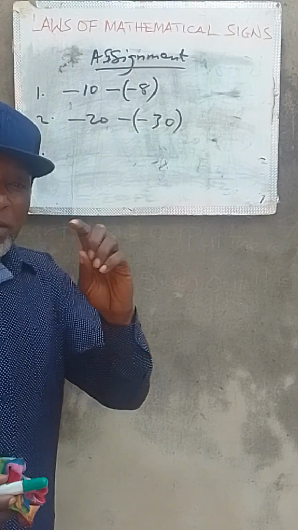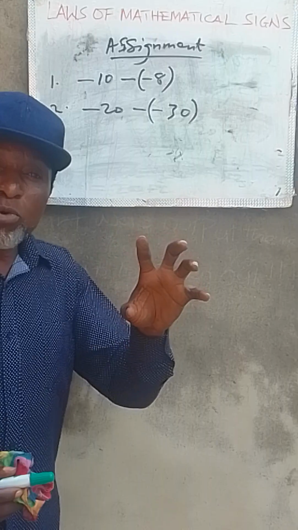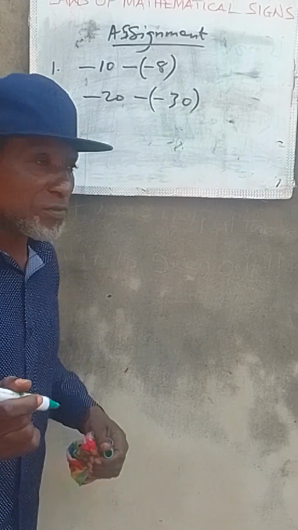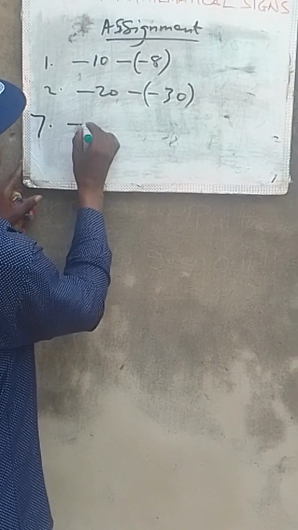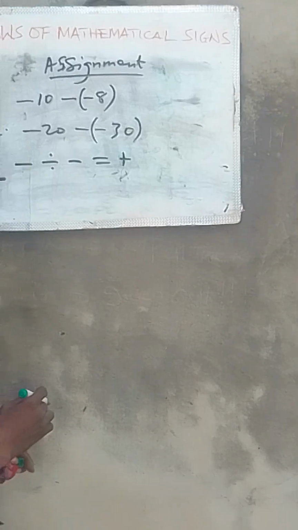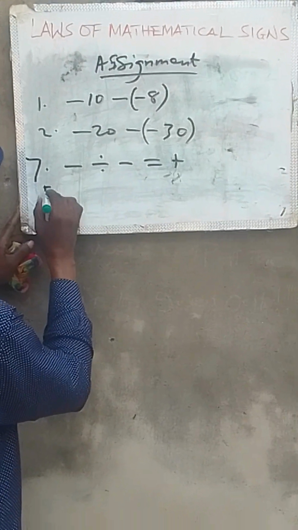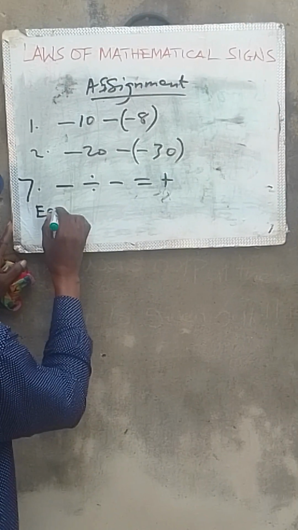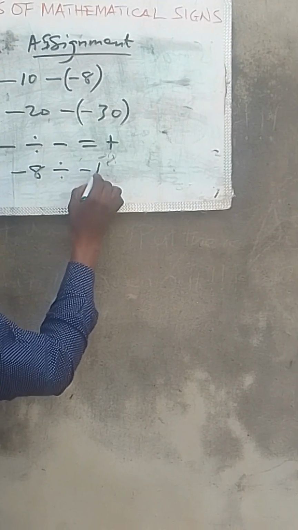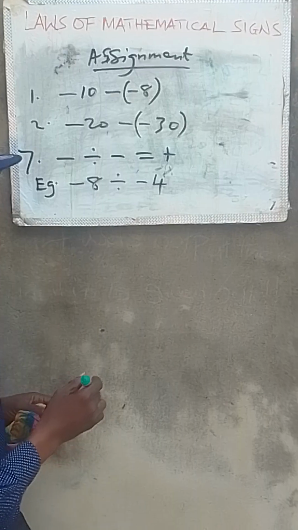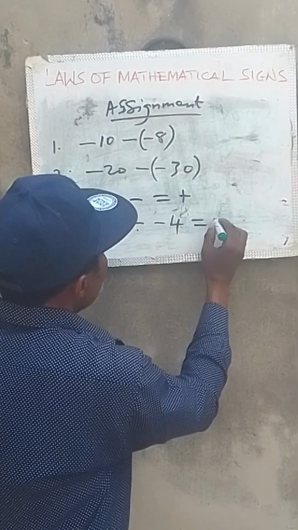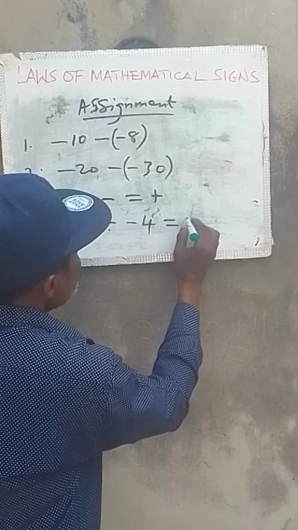Law 7 states that when two negative numbers are divided, the result will be positive. That is, minus divided by minus, we are going to have plus. Example, minus 8 divided by minus 4 will give us plus 2.